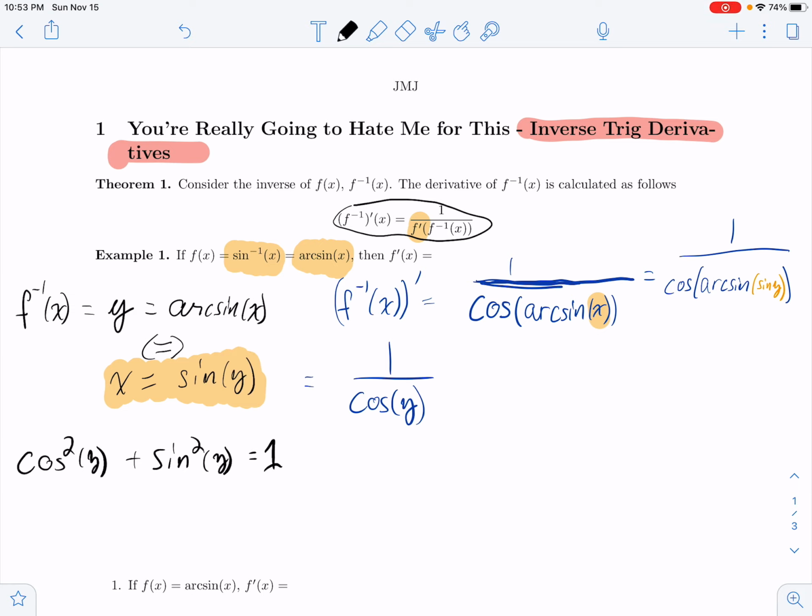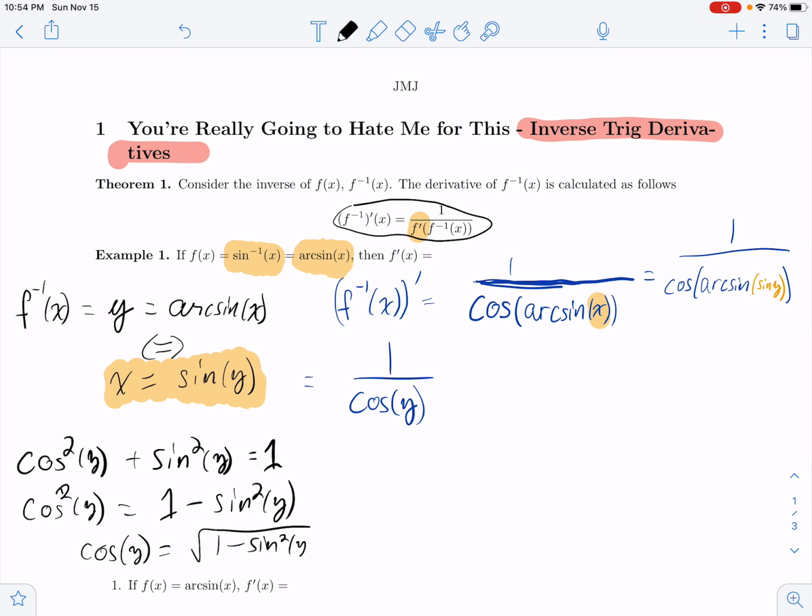I can solve this for cosine, right? I can get cosine squared of y is equal to 1 minus sine squared of y. So cosine of y is equal to the square root of 1 minus sine squared of y. I don't need plus or minus because I'm not looking for all solutions. I'm just looking for a solution. So that's a formula for cosine of y. So I'm going to rewrite this as 1 over the square root of 1 minus sine squared y.